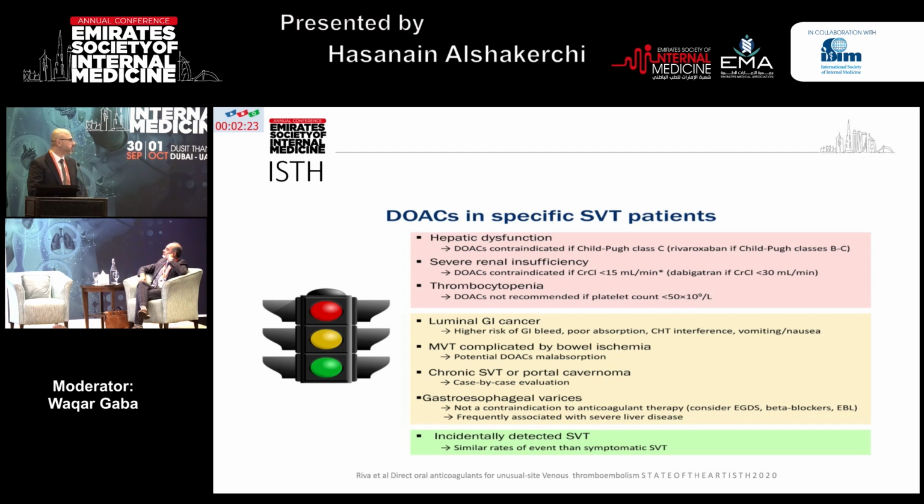DOACs, again, ISTH has a nice traffic light system for the use of DOACs. You can use them in certain cases, but be aware when using them in patients with GI cancer. So probably in all of these, I would try and avoid using DOACs. And they should obviously be avoided in advanced liver disease, advanced renal failure or thrombocytopenia.